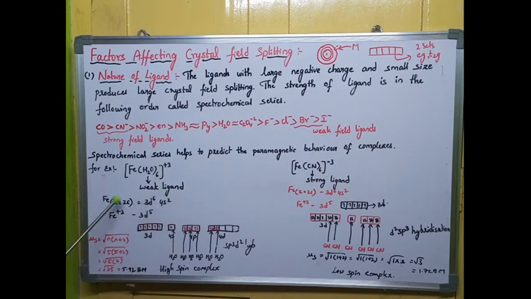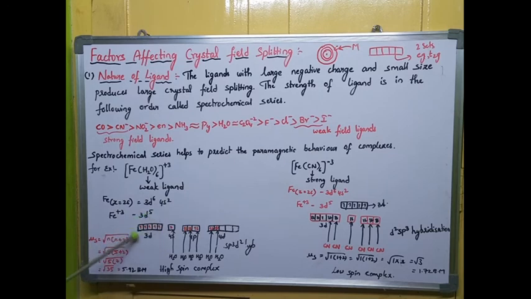Iron has atomic number 26. If I write the valence electronic configuration, it is 3d6 4s2. If I remove 3 electrons, it becomes 3d5. Now we have 6 aqua ligands, and the 6 aqua ligands donate 6 pairs.